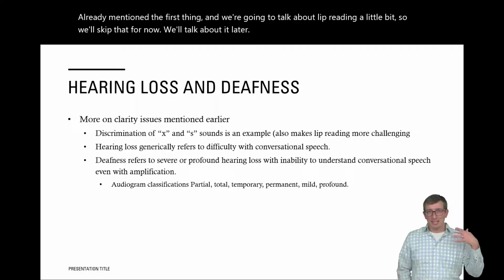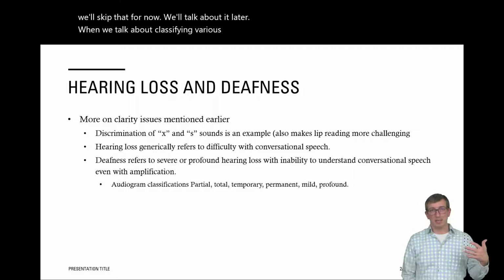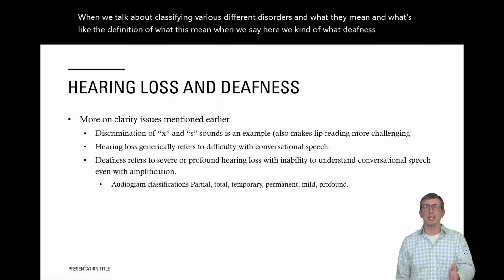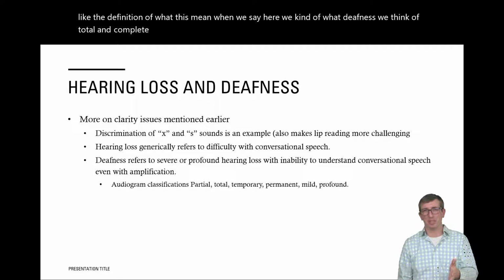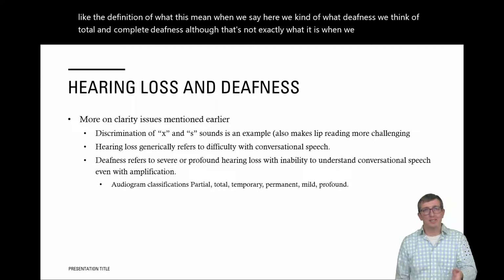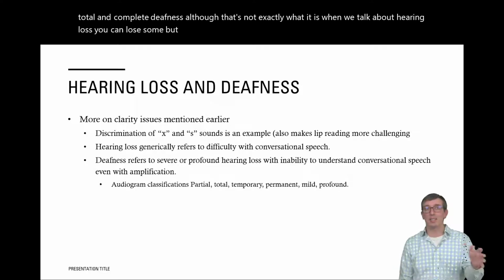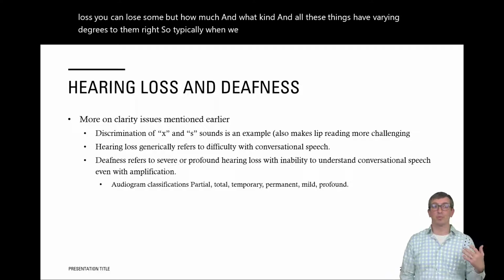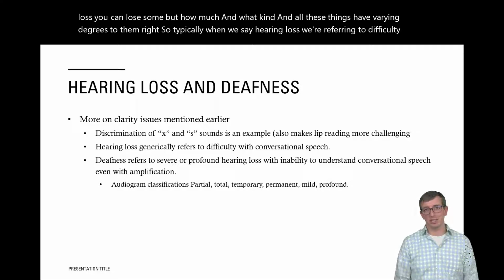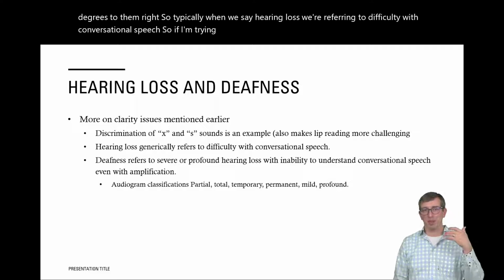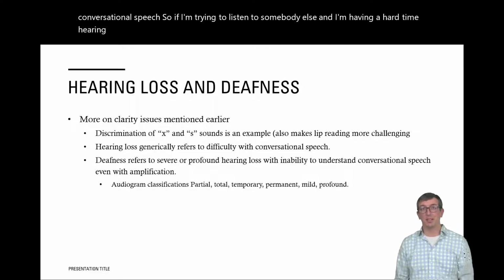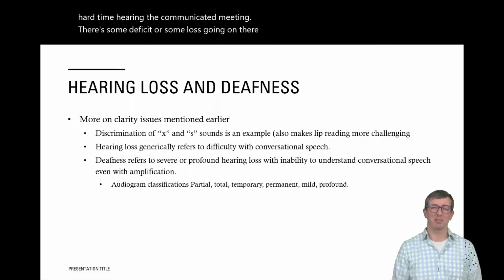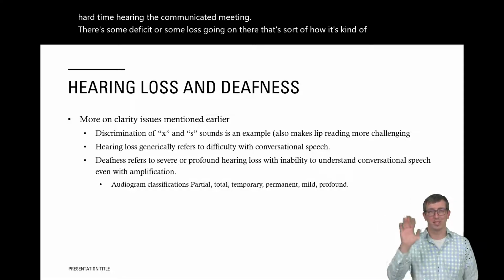When we talk about classifying various disorders and what the definitions mean, when we say deafness, we think of total and complete deafness, although that's not exactly what it is. When we talk about hearing loss, you can lose some, but how much and what kind all have varying degrees, right? Typically when we say hearing loss, we're referring to difficulty with conversational speech. So if I'm trying to listen to somebody else and I'm having a hard time hearing the communicated meaning, there's some deficit or loss going on there. That's how it's measured. That's a very crude explanation, but that's the idea.